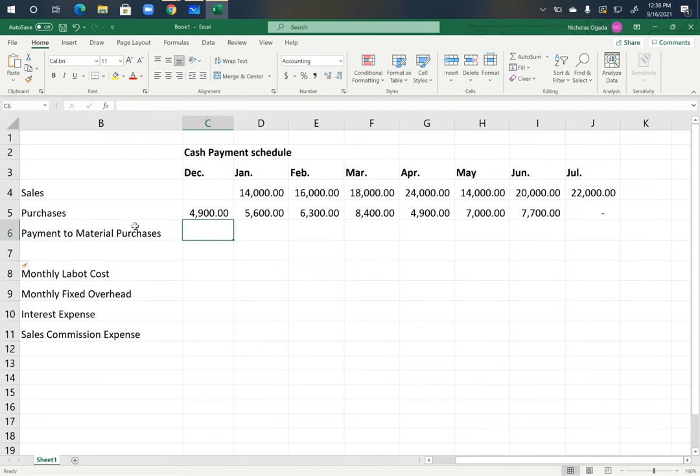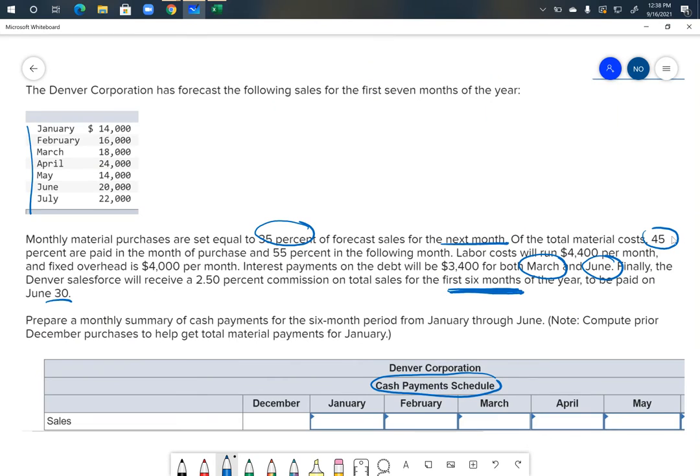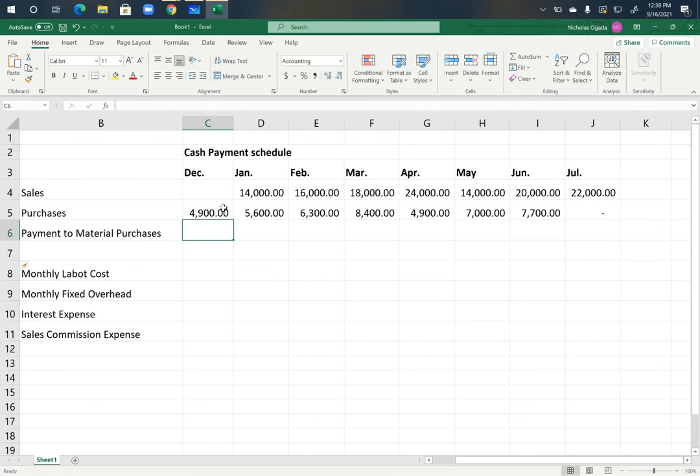So what we are saying here is the payment to purchases. The payment to purchases is that 45% are paid in the month of purchase. This was a purchase in December. So 45% is paid in the month of purchase, 55% is paid in the following month. So for this 4,900 purchase, 45% will be paid in the same month, and the remaining 55% will be paid in the next month. This is just December; I'm putting this together for you to see it.